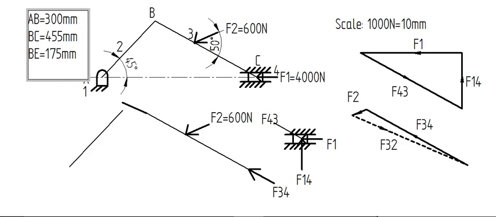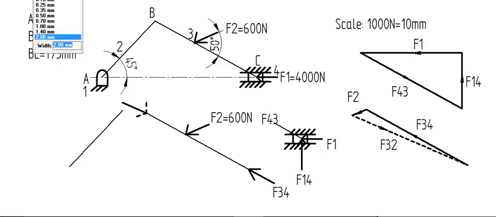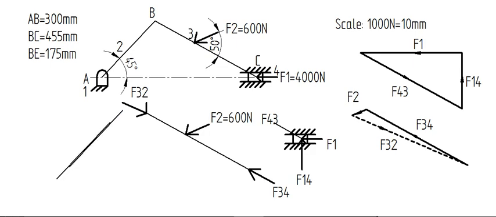Okay, the force will be somewhere around like this. So this will be F32, parallel to this line F32. Now once you have got F32, you can take F23, just transfer it, and it will be in the opposite direction. So the same thing you will be getting over here, right?